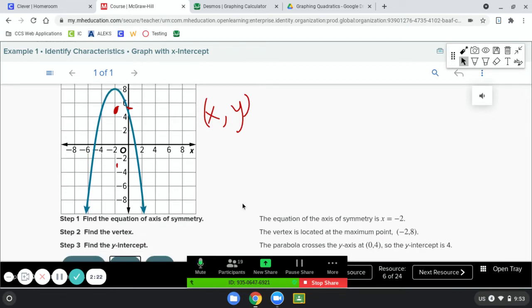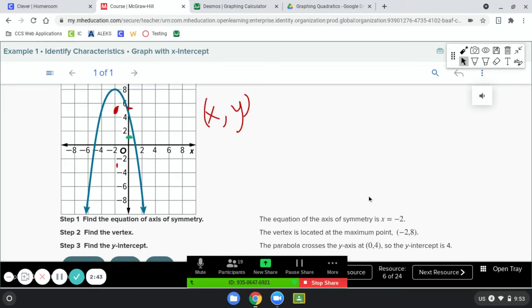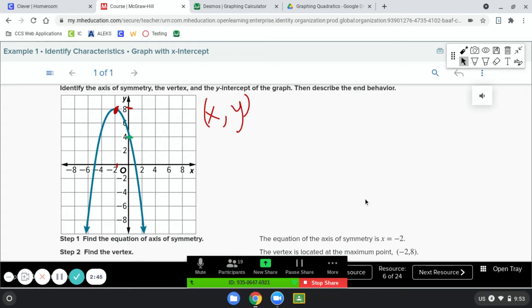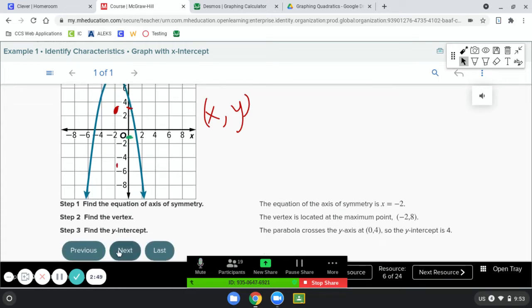And then the y-intercept. So where does the parabola cross the y-axis? Here, it would be right here where it crosses. So 4 is your y-intercept, or 0, 4 is the point. And then last, describe the end behavior.